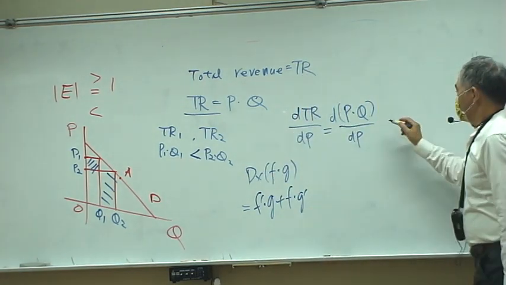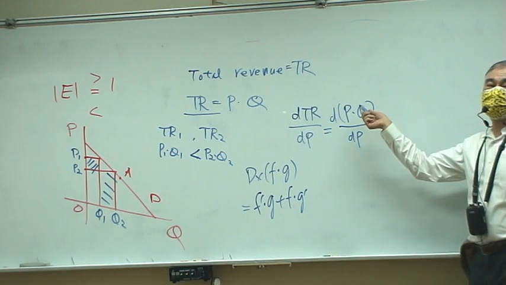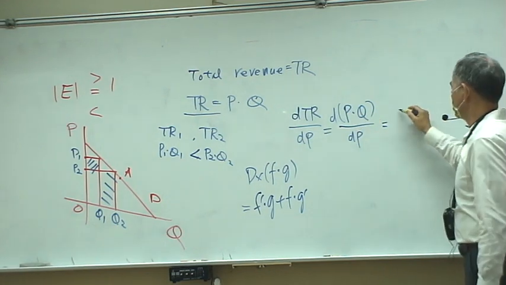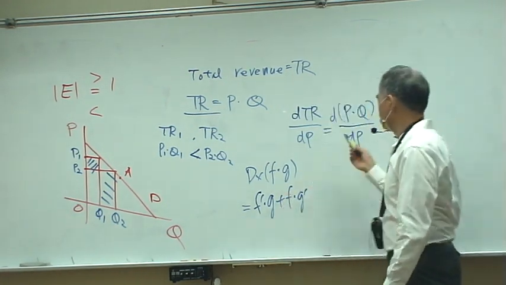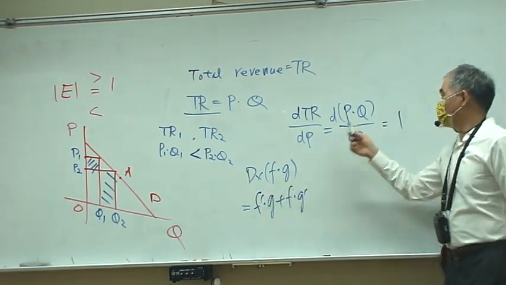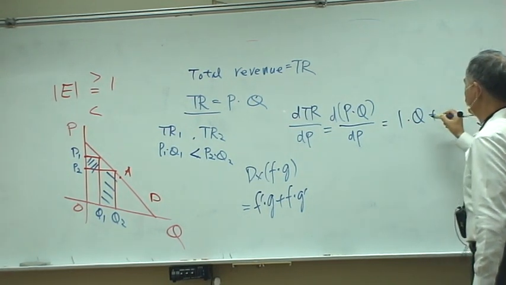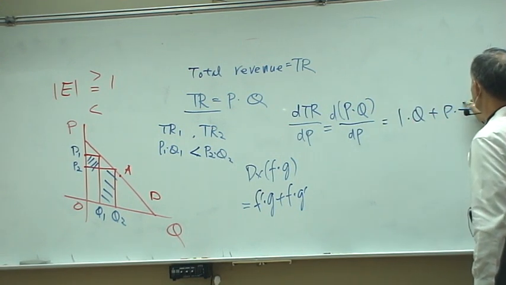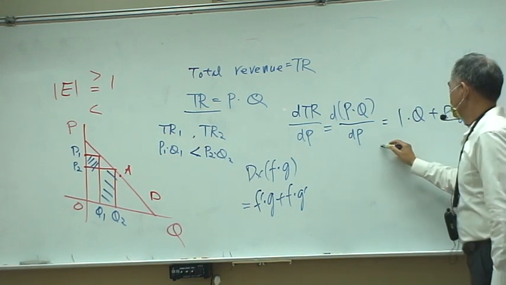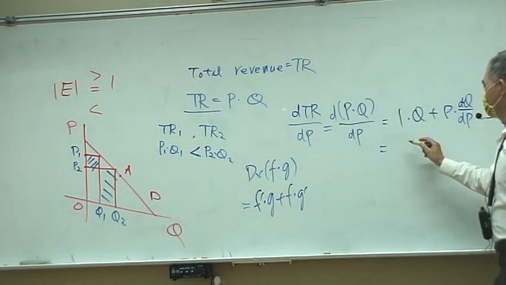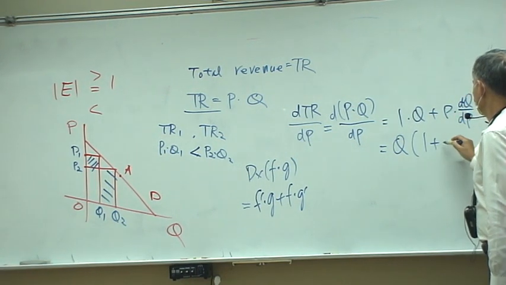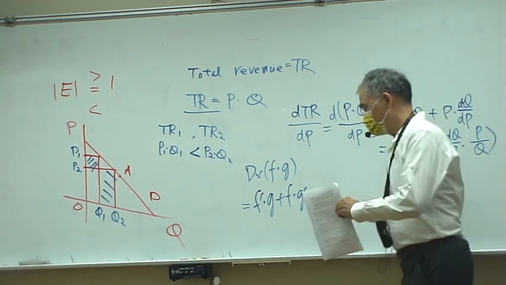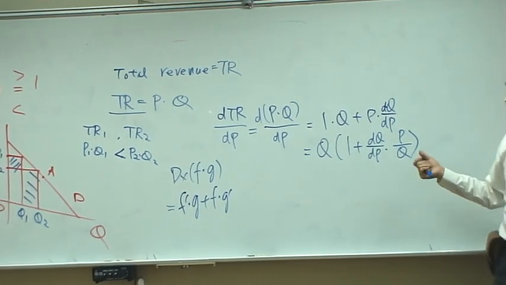So here, P and Q. P is a function, Q is also a function. So we differentiate with respect to P first. Here it is 1, that's f prime, and then times Q, plus P times the derivative of Q with respect to P. So this is what you get. And we factor out Q. So Q is out, and here is dQ/dP, and then Q. So to this point, any questions?